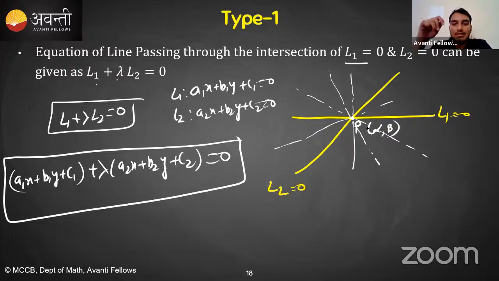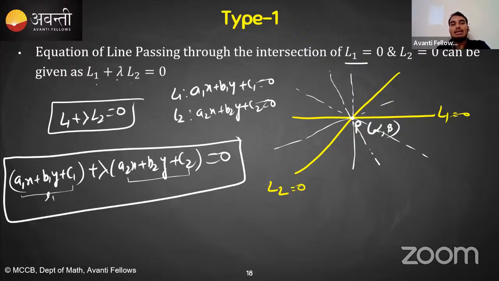So obviously the point (alpha, beta) is lying on the line L1 and is also lying on the line L2. If you put the point (alpha, beta) in L1, you will get 0. Similarly, if you put (alpha, beta) in L2, you will get 0. So if I put (alpha, beta) in L1, it will give you 0. If you put (alpha, beta) in L2, it will give you 0. So 0 equals 0, right?